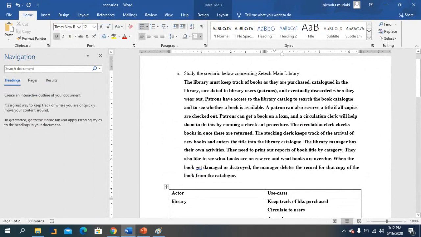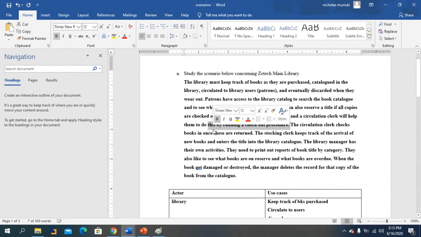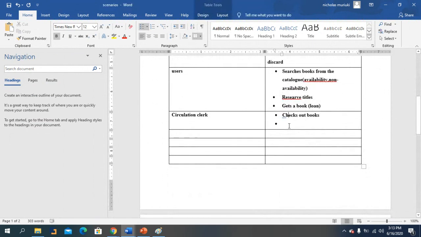A patron can get a book on loan, and the circulation clerk will help them to do this by running a checkout procedure. So here we are hiding the procedure for that checking out because we are assuming that this is only done by the circulation clerk. The circulation clerk checks the books in once these are returned. So here you check in. Checks in books.